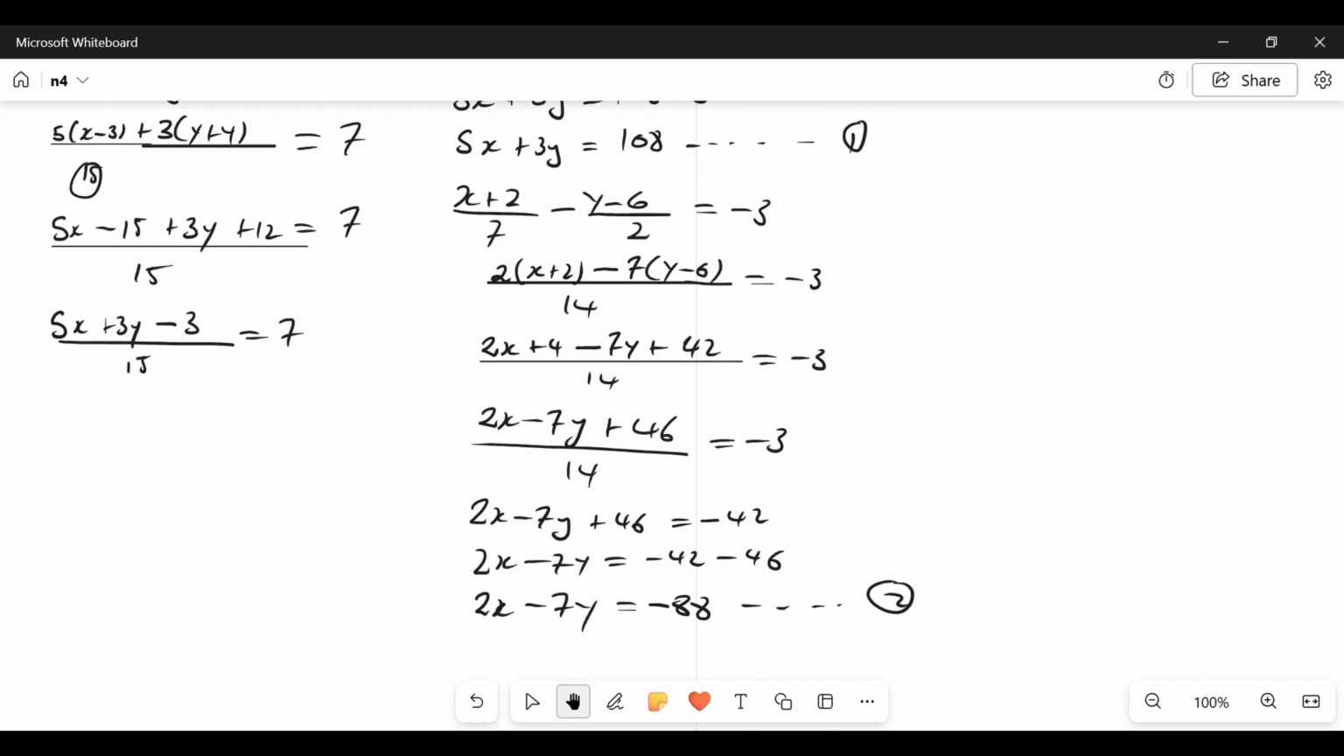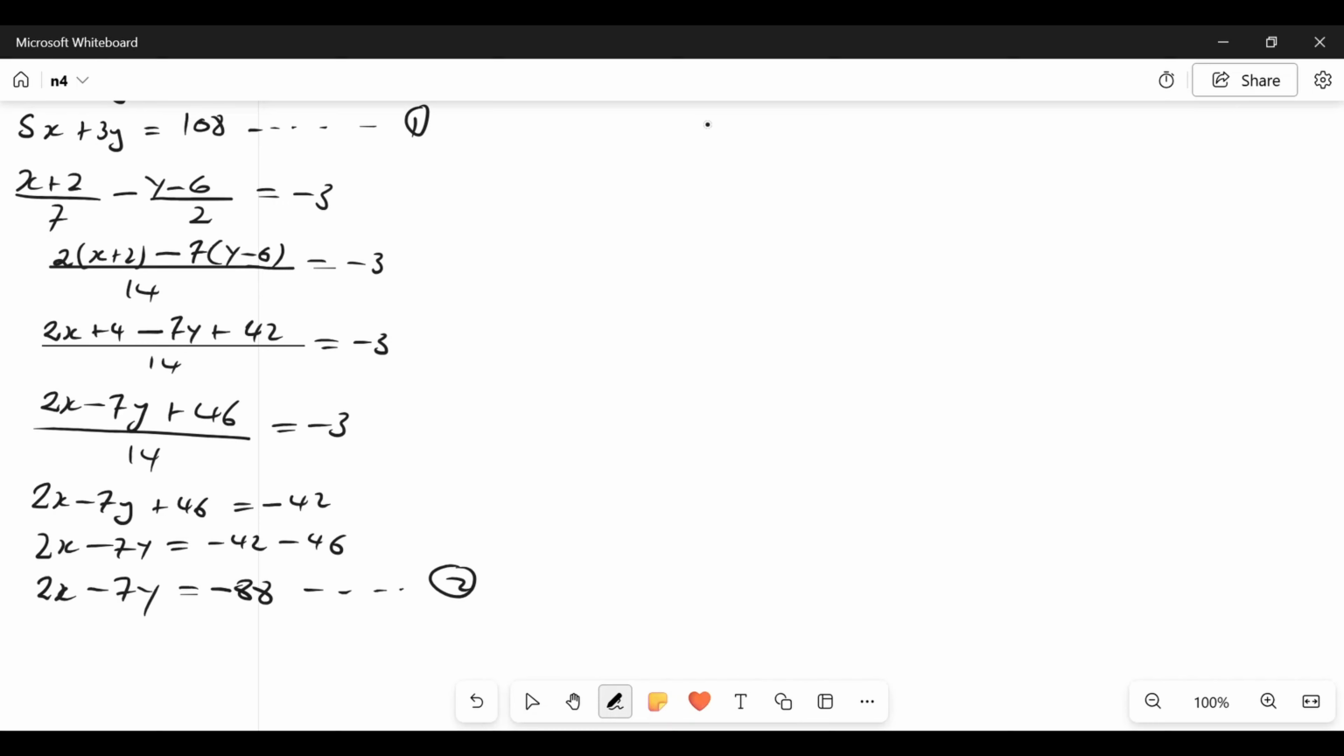So let me just create space so that we can write these equations next to each other. So equation 1 is going to be 5x + 3y equaling 108. There we go. So this is equation 1. So equation 2 is 2x − 7y, and this is going to be equaling to negative 88. This is equation 2. There we go.